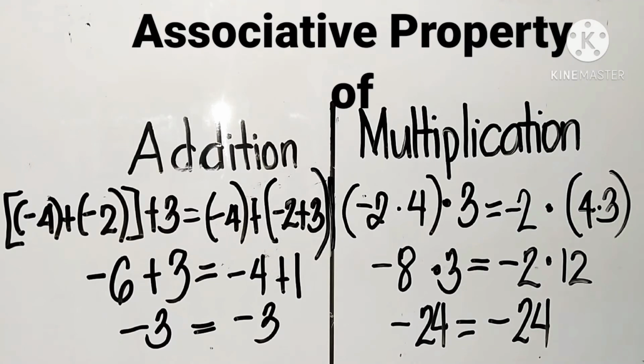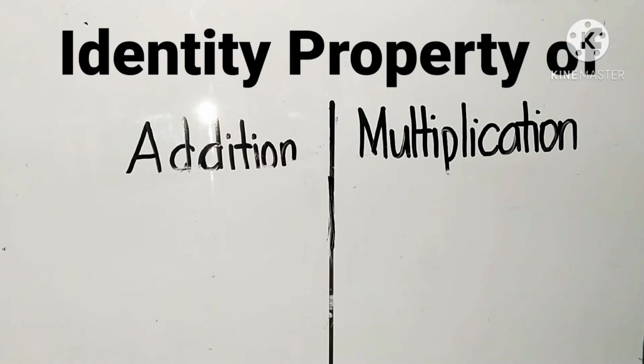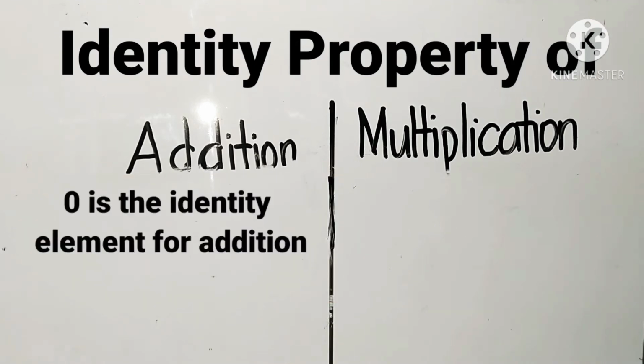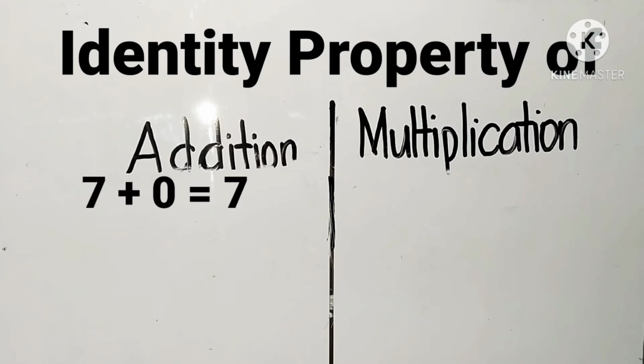So, that is the associative property of addition and the associative property of multiplication. The fourth property is the identity property of addition and the identity property of multiplication. In addition, any integer added to the identity element 0 will remain unchanged. 0 is the identity element for addition, denoted by 0 plus a is equal to a or a plus 0 is equal to a. For example, 7 plus 0 is 7.